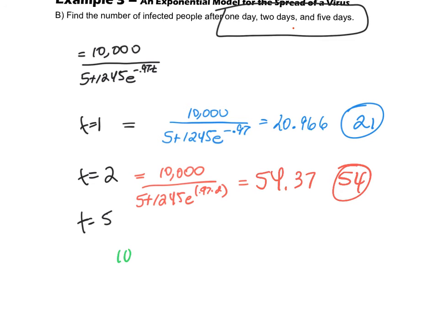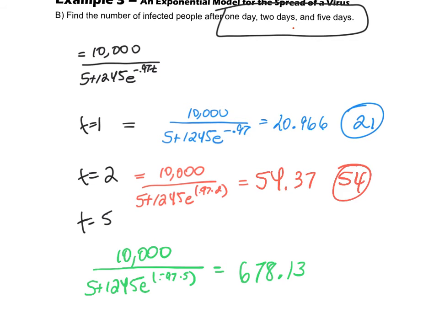So 10,000. I understand some of you are just sitting here watching along. If you don't know how to put this in your calculator, and most of this stuff is just calculator work, there's not much partial credit I can give you. So if you don't know how to put it in the calculator, you need to figure it out now and ask questions. Okay, this is about 678.134. How many people is that about? 678.